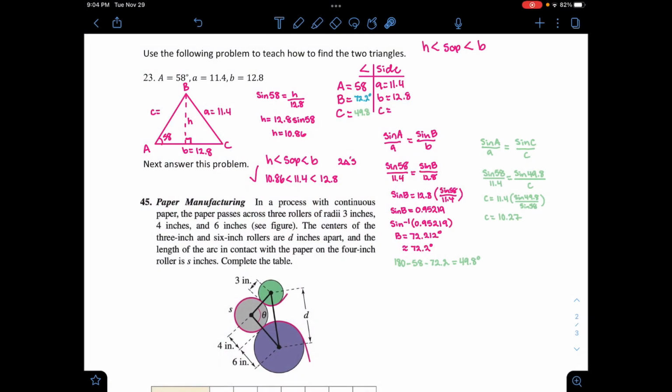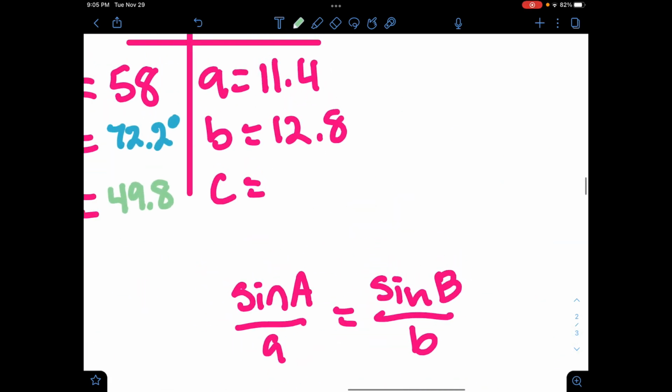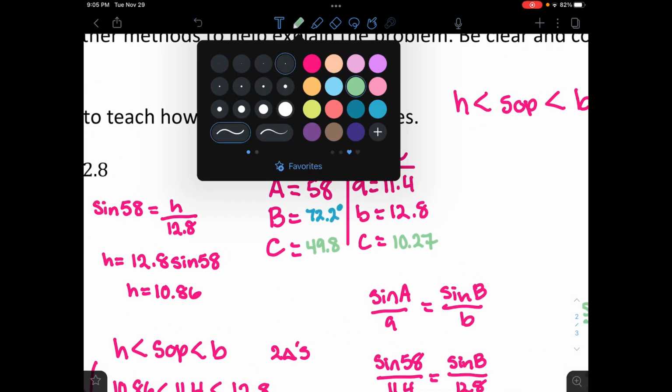Okay, so obviously for side C, you're going to use the same equation, but now, since you have both sines, you're going to switch it around a little bit. So it's going to be 11.4 multiplying on both sides now. So eventually you're going to get sine 49.8 over sine 58. When you multiply all those together, you should get 10.27, which I will add up here, 10.27.